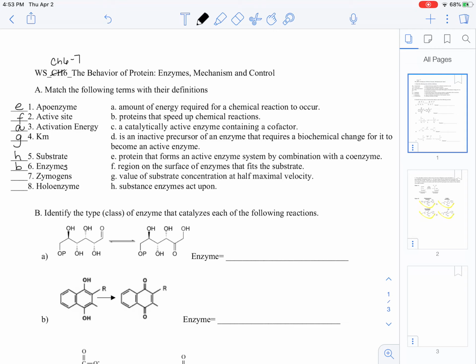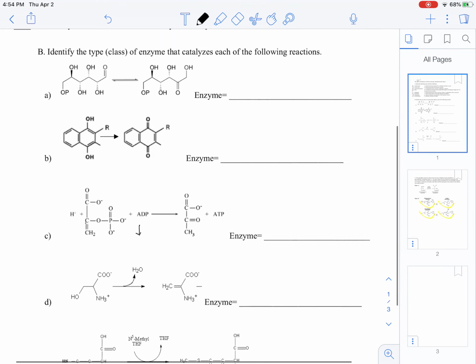In terms of enzymes, these are proteins that speed up chemical reactions. Number 7, the term is zymogen, or zymogens for plural, and a zymogen is letter D, which is an inactive precursor for an enzyme that requires a biochemical change in order to become an active enzyme. And the last term is holoenzyme, which the answer is C. A holoenzyme is a catalytically active enzyme that contains a cofactor. Okay, so let's move on to part B.